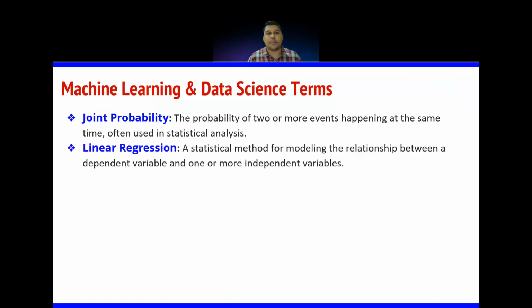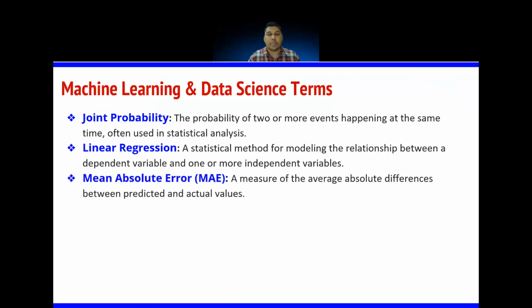Linear regression, a very, very popular method used for prediction. It is a statistical method for modeling the relationship between a dependent and an independent variable. Linear regression tells us the relation between the dependent and the independent variable.